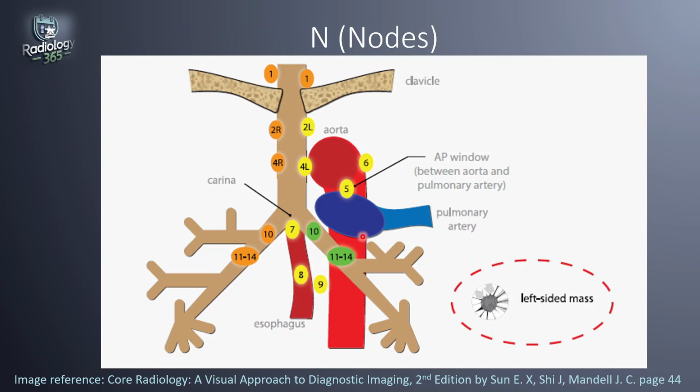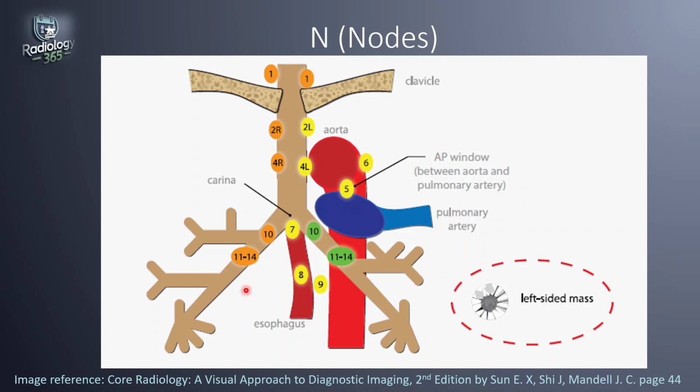So if you have a left-sided mass, hilar lymph nodes on the same side are considered N1. If you have metastasis into ipsilateral mediastinal lymph nodes, that's the yellow ones, that puts it at N2. And then when you have contralateral metastasis and supraclavicular lymphadenopathy, malignant lymphadenopathy, then that puts it at N3.